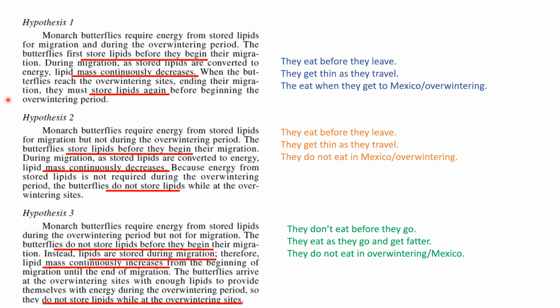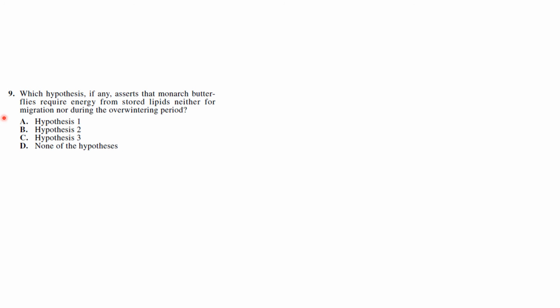Which hypothesis, if any, asserts that monarch butterflies require energy from stored lipids neither for migration nor during the overwintering period? So which one says they don't need any food at all? And none of them do. These eat before they leave, these eat before they leave, these eat as they go. So they all say they need food in some way, so none of the hypotheses say that.